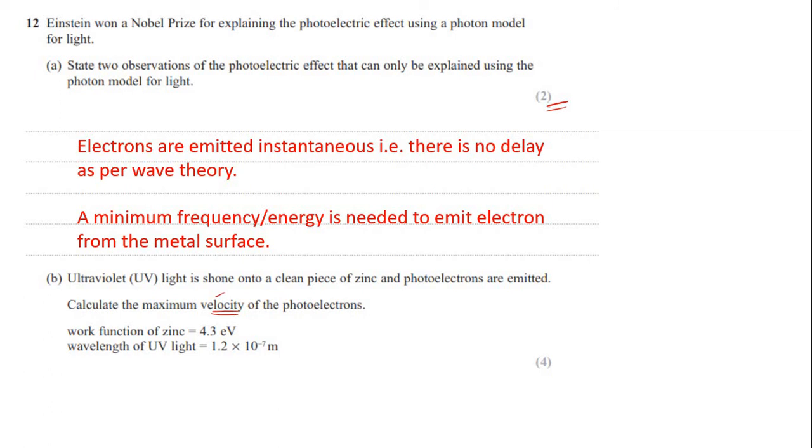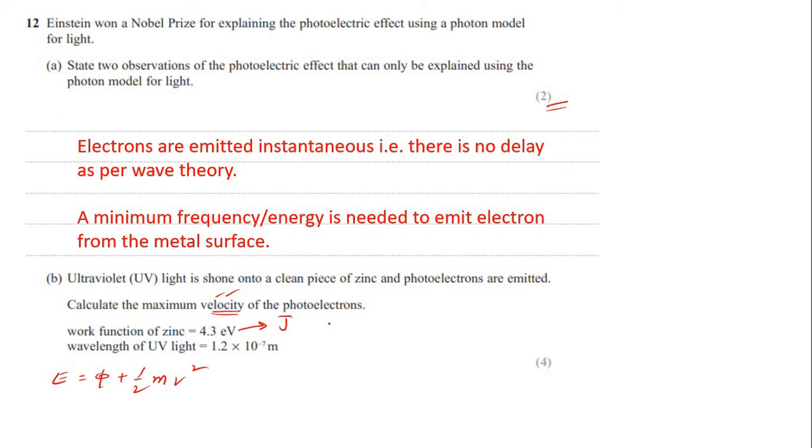So the idea is you are going to use Einstein's equation, which is energy of photon is equal to work function plus kinetic energy. I'm not writing the symbol for kinetic energy because we need to find velocity, so half m v squared, that's v we need to find. So we need energy of photon and work function. Work function is already given, 4.3 electron volt.